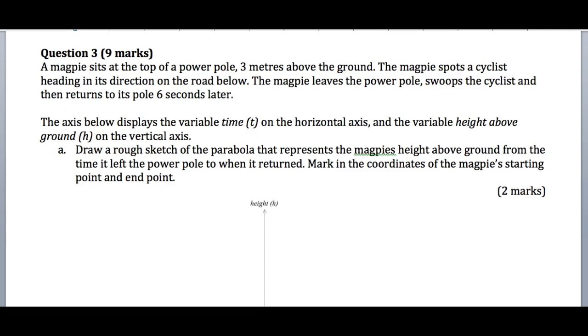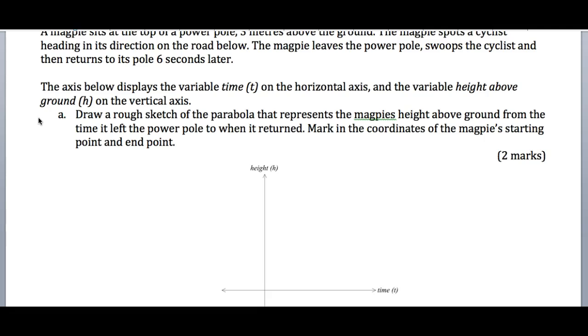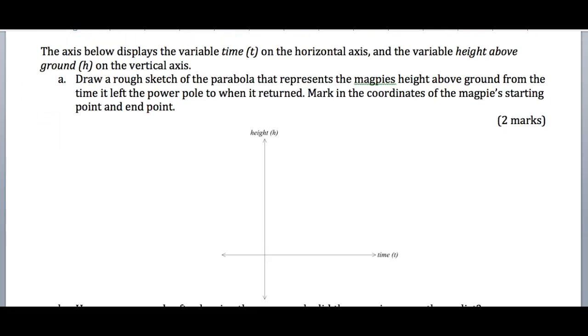Okay, so a magpie is sitting at the top of a pole, 3 meters above the ground. The magpie spots a cyclist. Magpie swoops the cyclist and returns back to its pole 6 seconds later. So the axis below, blah, blah, blah, sketch the magpie. If you think of it, there's a pole, and here's your magpie.